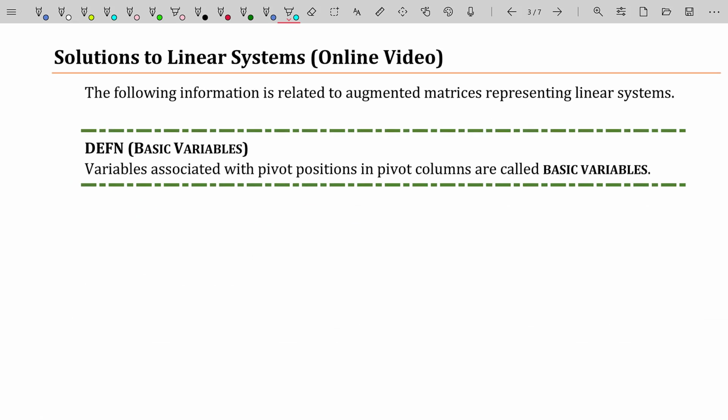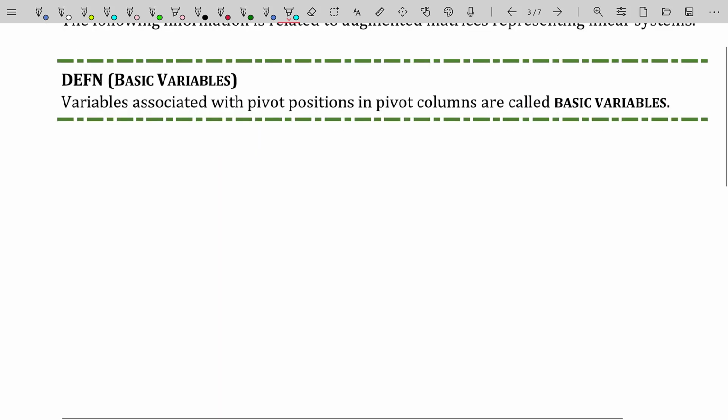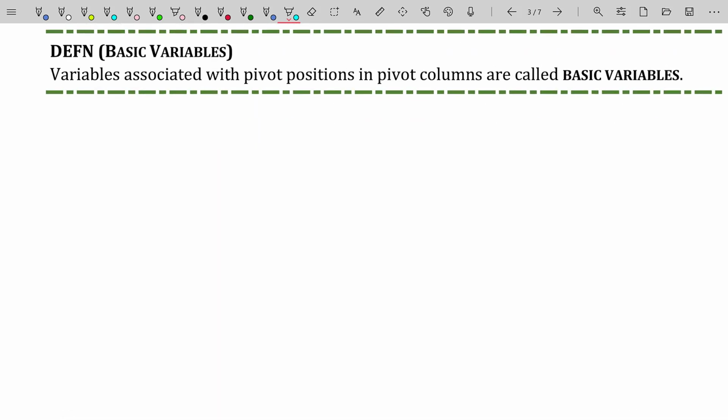We need a few definitions before we hop into this, and these will be brand new to you if you've never had linear algebra in the past. The very first definition is that of a basic variable. Variables associated with pivot positions in pivot columns are called basic variables.